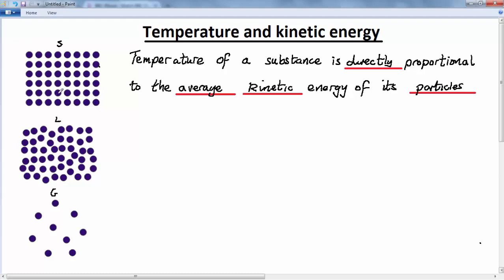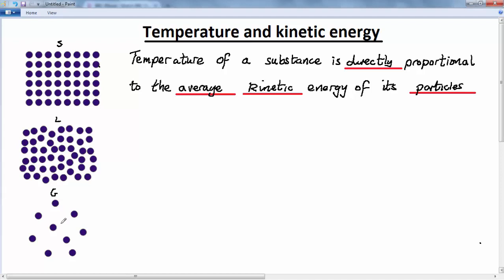So in the case of a solid, the particles are vibrating constantly, and if we were to increase the temperature of that solid, the average kinetic energy of the particles would increase. Likewise with a liquid or a gas, these particles are free to move, and therefore as we increase the temperature, the speed of these particles will increase, and as a result the average kinetic energy of the particles will also increase. So as you increase the average kinetic energy of the particles, the temperature increases. As you decrease the average kinetic energy, the temperature decreases.